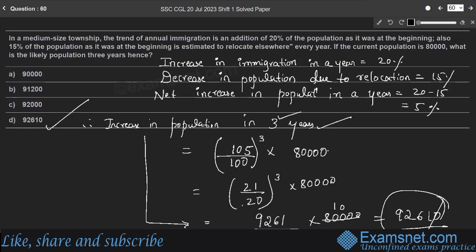So only thing is here, raise the power to the time period, which is 3 years, right? Here for 100 population, it becomes 105 in a year. Therefore, for 3 years, raise the power to 3. You should not multiply this with 3, right? Raise the power of this ratio to 3. So option D is the right answer.